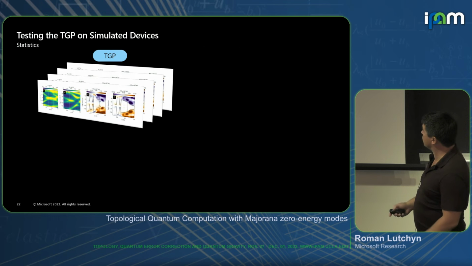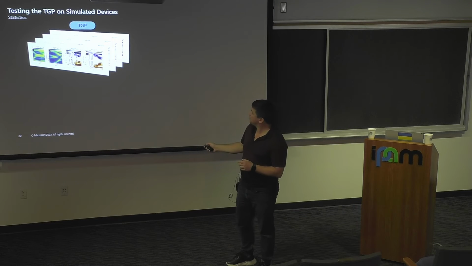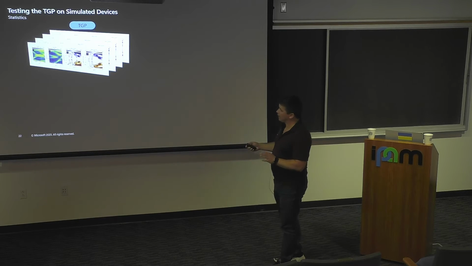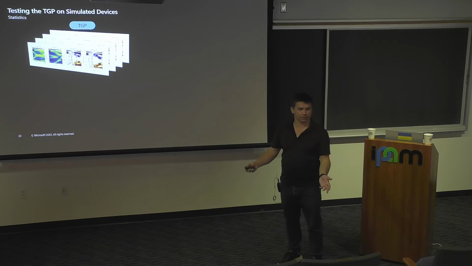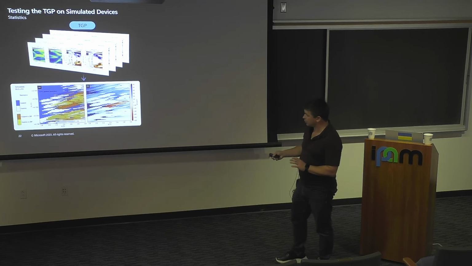Okay, so what happens in practice? We simulate transport data. Here's an illustration of several data sets. This is local conductance. You see zero energy states right here, bright. This is non-local conductance. You see the gap in the spectrum, which is illustrated by this dark line. Then we aggregate this data, collect statistics, and plot this map.